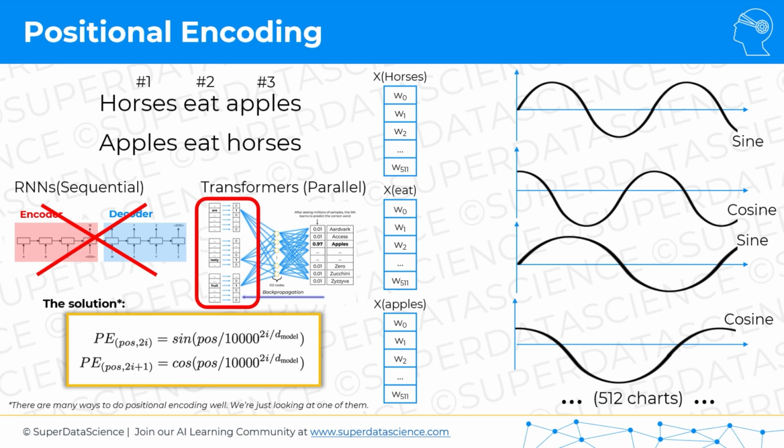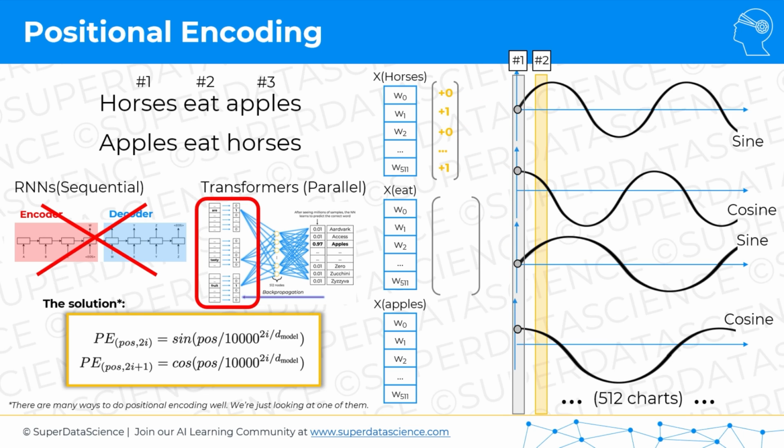And how are we going to encode our words? Well, for the first word, we're going to take a slice over here at the very start, and we're going to see where this slice intercepts our waves. So these intercept points are going to be used as an encoding for position number 1. For position number 2, we're going to take a slice over here, a bit to the right. It's expressed in the formula. It's always fixed where that slice is taken, and these are the encodings for position number 2.